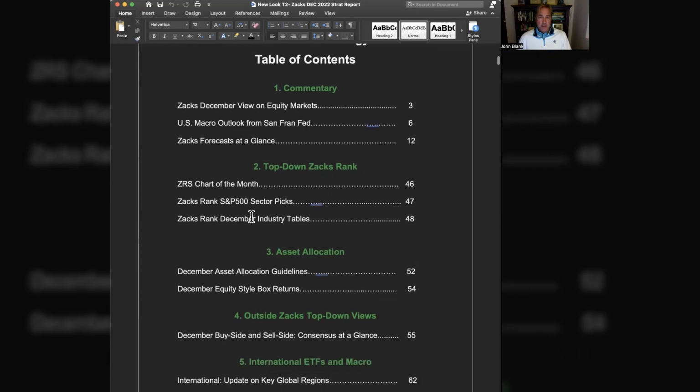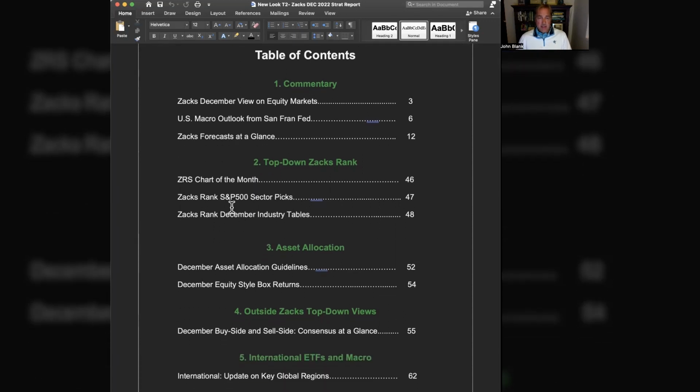All right, ZRS chart of the month, the ZRX S&P 500 sector picks, and the industry tables. This is all data-driven Zacks stuff. This is really critical. It is the top-down way to use the Zacks rank. Now, the ZRS chart of the month will always have the valuation forward look. So it'll be breaking down into sector, and I'll give you the story of the valuations on a sector level. The Zacks rank sector picks are also going to give you the read through to the industry tables. It's just giving you a page summary of the industry tables at a sector level.